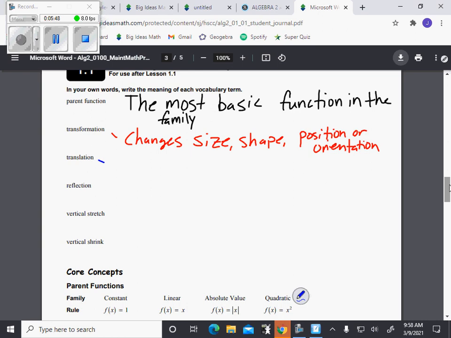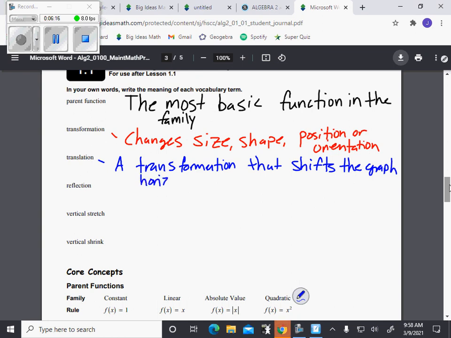Translation, we learned about this in chapter 4 in geometry. It is a type of transformation that shifts the graph horizontally and or vertically, but does not change size, shape, or orientation. Okay, so all we do is take it and shift it. That's all it is.